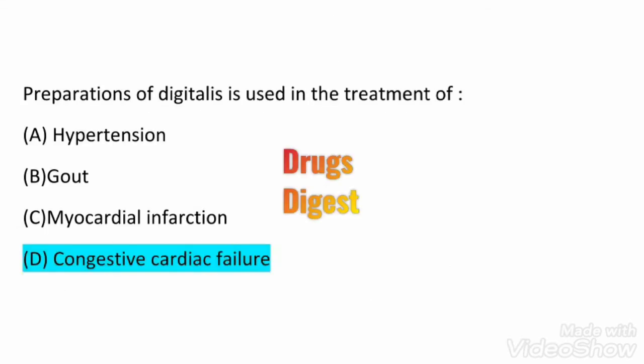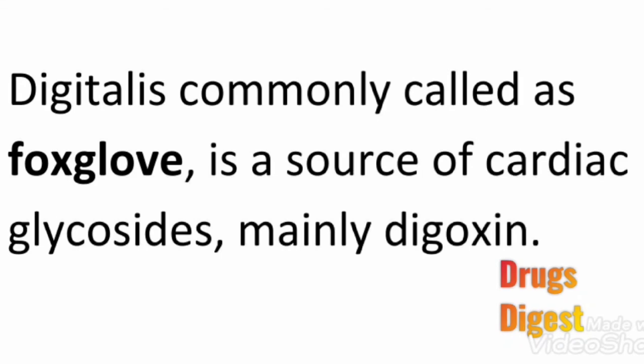Next question. Preparations of digitalis is used in the treatment of. Options: hypertension, gout, myocardial infarction, congestive heart failure. The right answer is congestive heart failure. Digitalis, commonly called foxglove, is a source of cardiac glycosides, mainly digoxin.